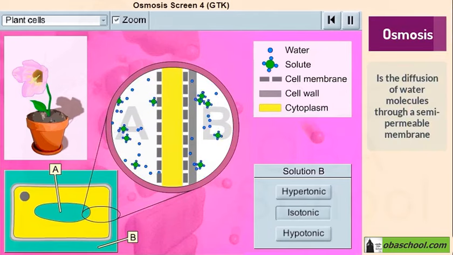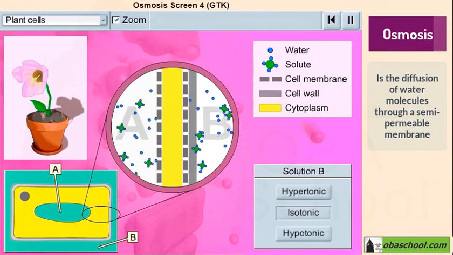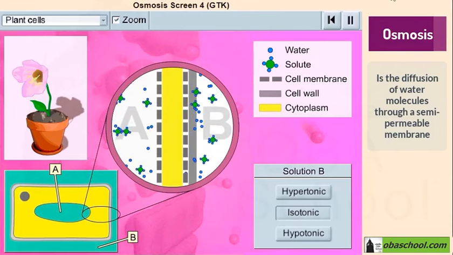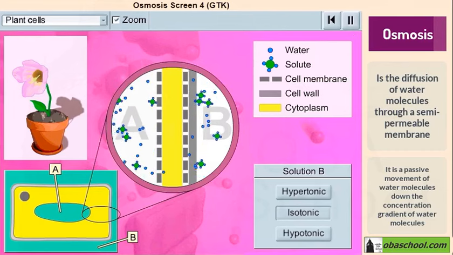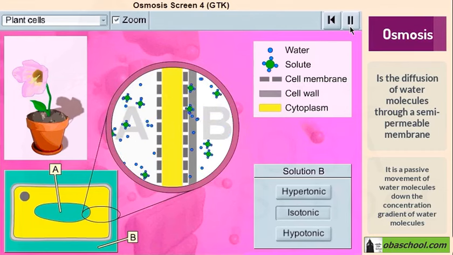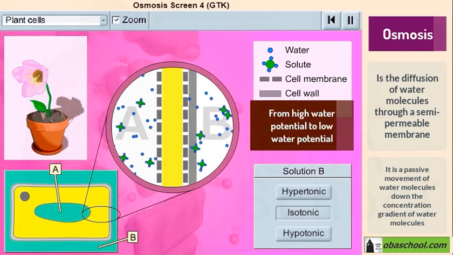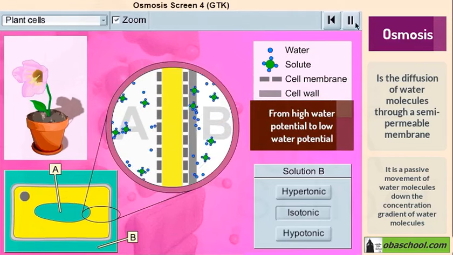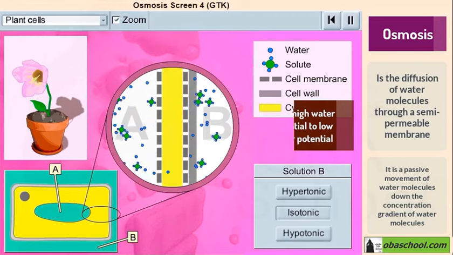Osmosis is usually the diffusion of water molecules through a semi-permeable membrane, and it is a passive movement of water molecules from one solution to another down their concentration gradient. So the molecules will move from a high water potential to a low water potential.